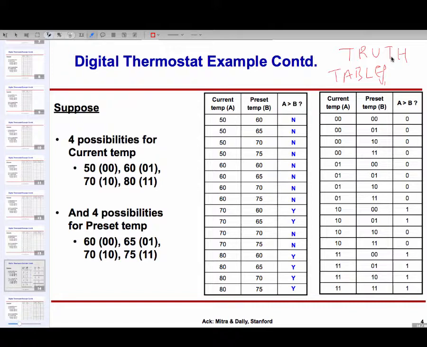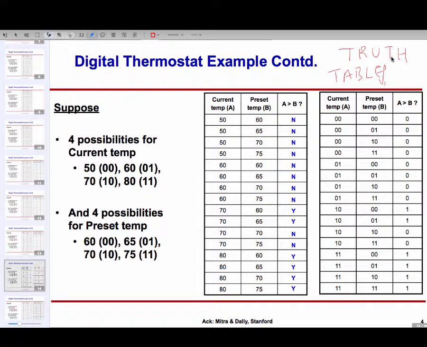And needless to say, since input A has 2 bits, it can take 4 possible values. Input B has 2 bits, it can take 4 possible values. So total combinations are 4 times 4, 16. So I have 16 possible rows. And then I have an output of a single bit, so I have a single column.